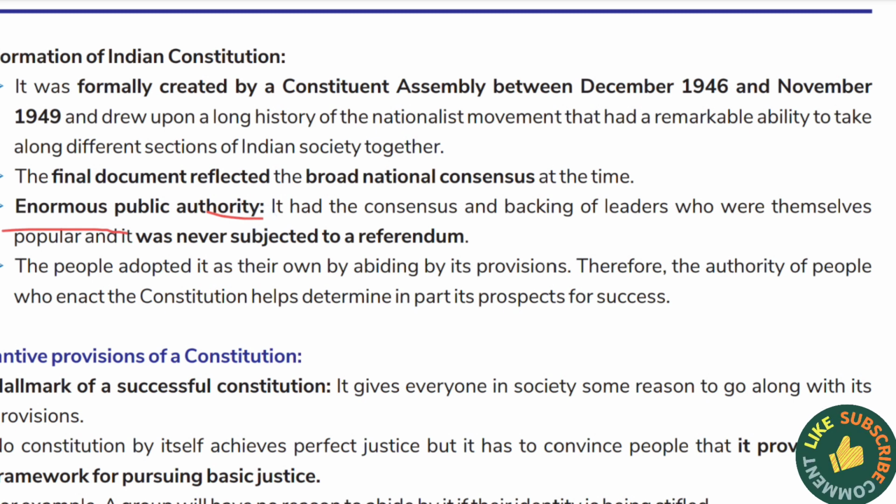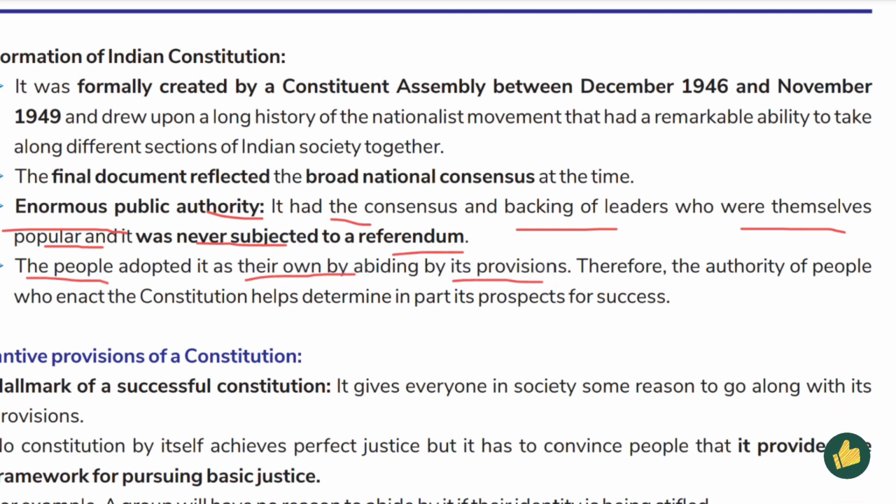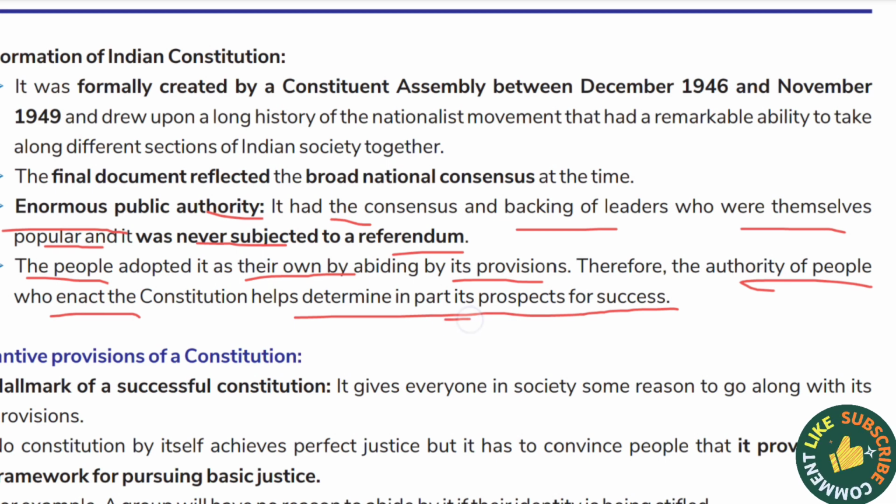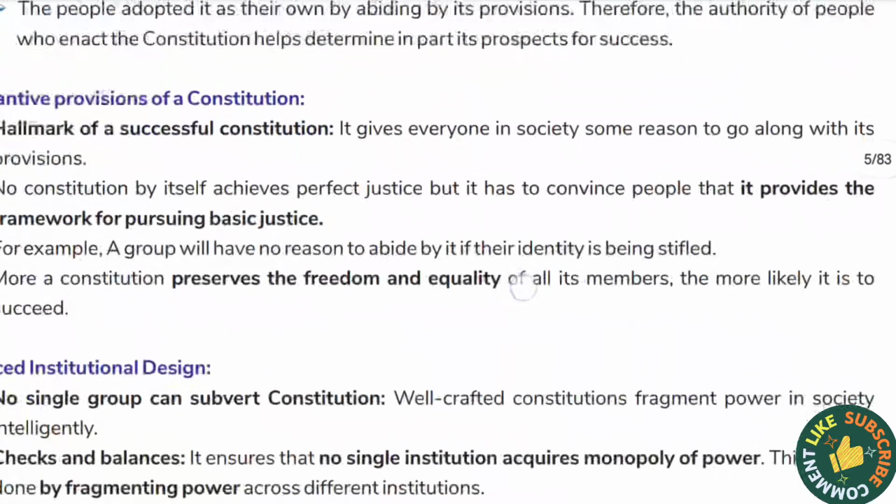So, it had enormous public authority. It had the consensus and backing of leaders who were themselves popular, and it was never subjected to a referendum. The people adopted it as their own by abiding by its provisions. Therefore, the authority of people who enact the constitution helps determine in part its prospects for success.